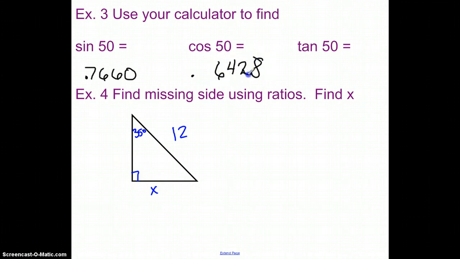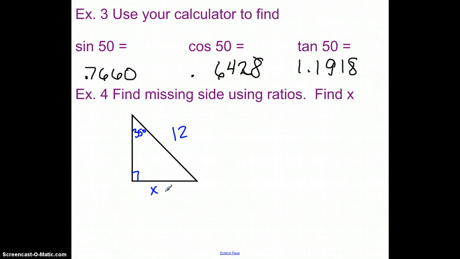So the cosine of 50 would be 0.6428. Tangent of 50, 1.1918. So all of these problems you want to go to the 4th decimal place.